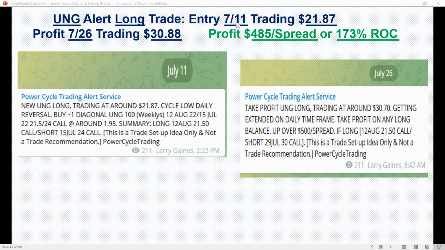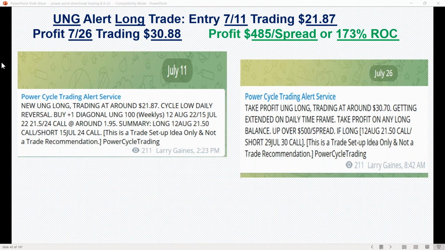So we set this one up on the 11th of July when it was trading at 21.87, and then had multiple profit exits, but on the 26th we exited the full amount of the trade out at 30.87. So you can see a huge move to the upside. When we took the trade off, it was up $485 per spread, or 173% return.